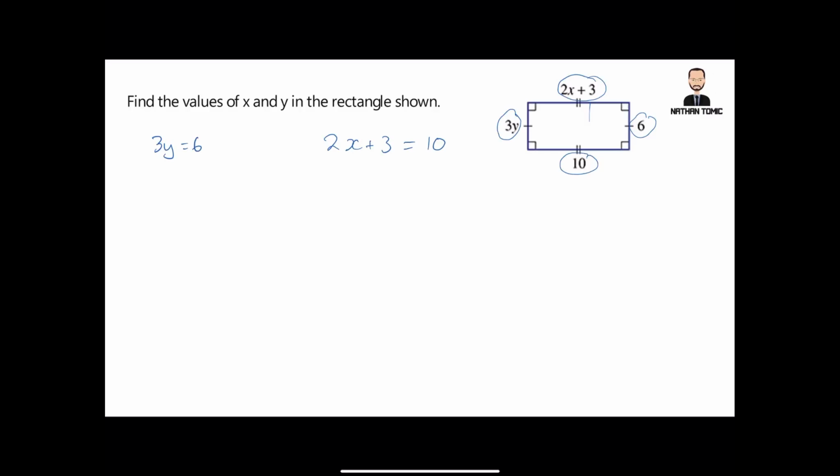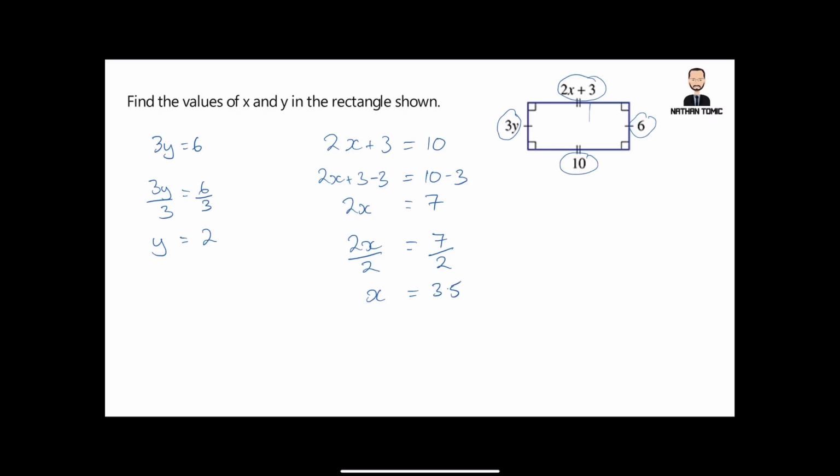So 3y equals 6, so we have to undo the 3. We have 3y divided by 3 equal to 6 divided by 3, which ends up with y being equal to 2. On the other side we have 2x plus 3. We have to undo the plus 3 first, so minus 3 is equal to 10 minus 3, which leaves us with 2x being equal to 7. Now we have to undo the multiplication by 2. So 2x divided by 2 equals 7 divided by 2, and that leaves us with x being equal to 3.5.